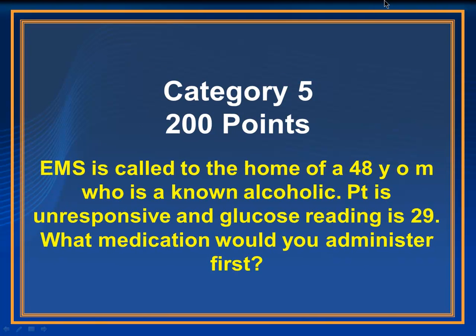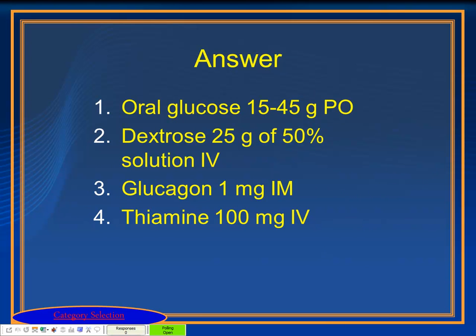Smarter. All right, last one. Here we go. EMS is called to the home of a 48-year-old male who is a known alcoholic. The patient is unresponsive and has a glucose reading of 29. What you gonna give him first? Unresponsive, known alcoholic with a blood sugar of 29. What you gonna give him first?